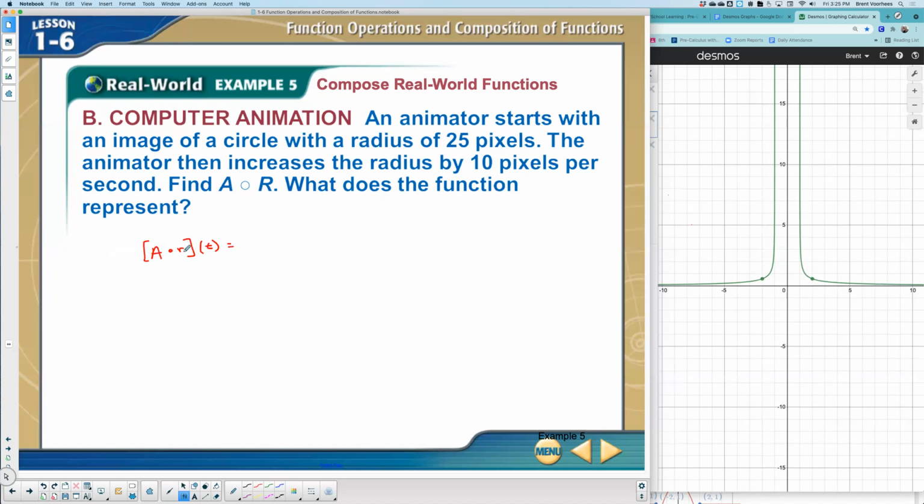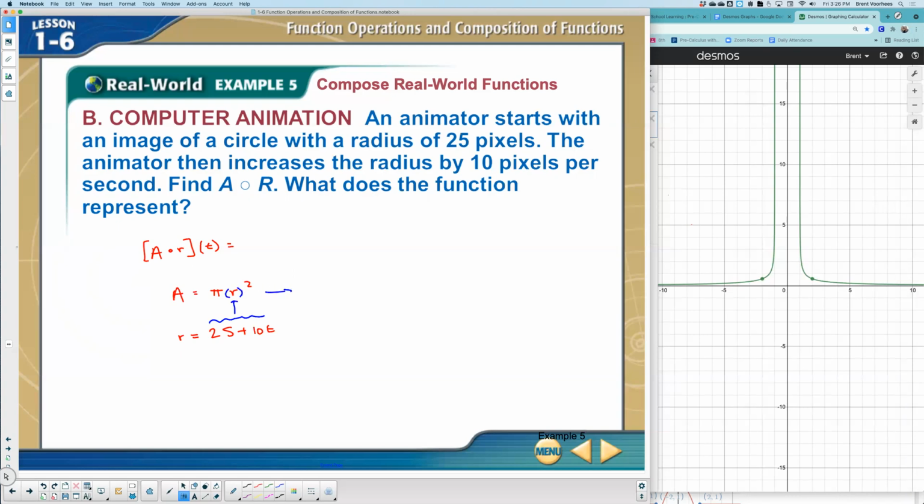And so to find this, what I need to do is really stack. So A would go on top, pi r squared. In the R equation, R is 25 plus 10t. And so what we're going to do here is substitute this in right there into the spot for R.